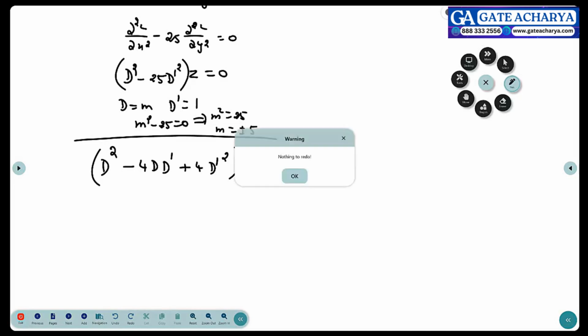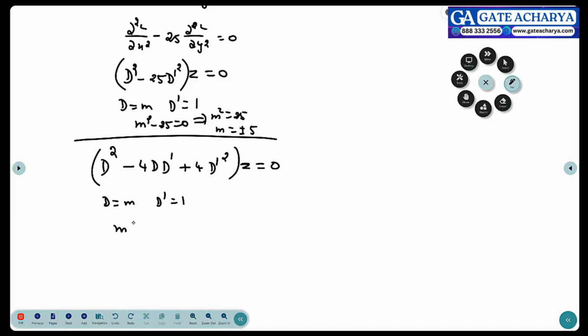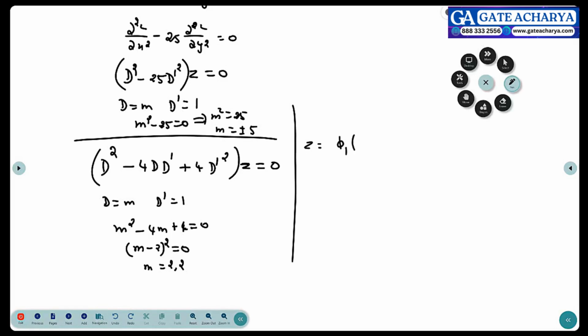So, D square minus 4 D D dash plus 4 D dash square, everything is there. But directly put D is equal to m and D dash equal to 1. So m square minus 4m plus 4 equal to 0. The sum is minus 4, product is 4. (m minus 2) the whole square equal to 0. Therefore, m is equal to 2, 2. Equal roots. For the solution, z is phi 1 of (y plus mx) plus x times phi 2 of (y plus mx).